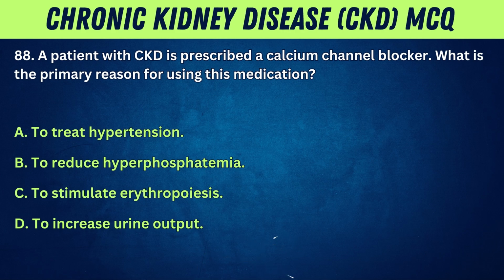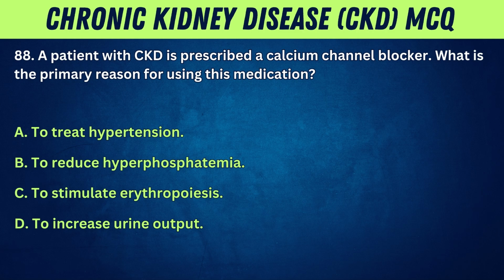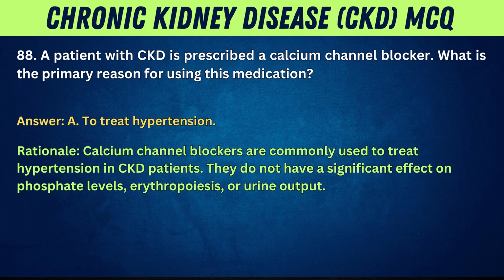88. A patient with CKD is prescribed a calcium channel blocker. What is the primary reason for using this medication? A. To treat hypertension. B. To reduce hyperphosphatemia. C. To stimulate erythropoiesis. D. To increase urine output. Answer: A. To treat hypertension.